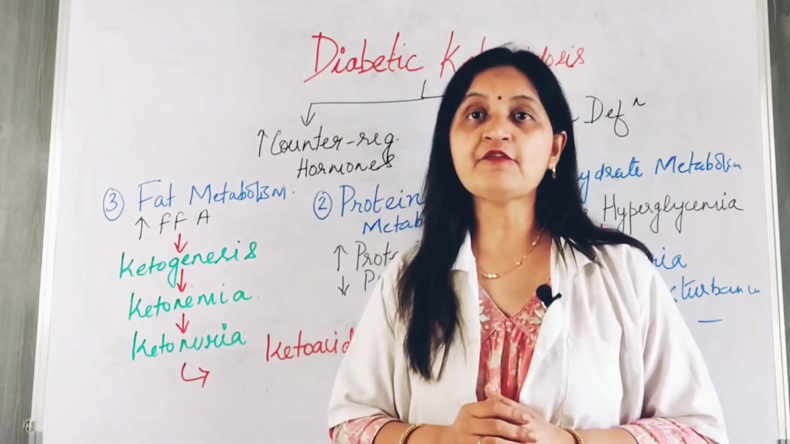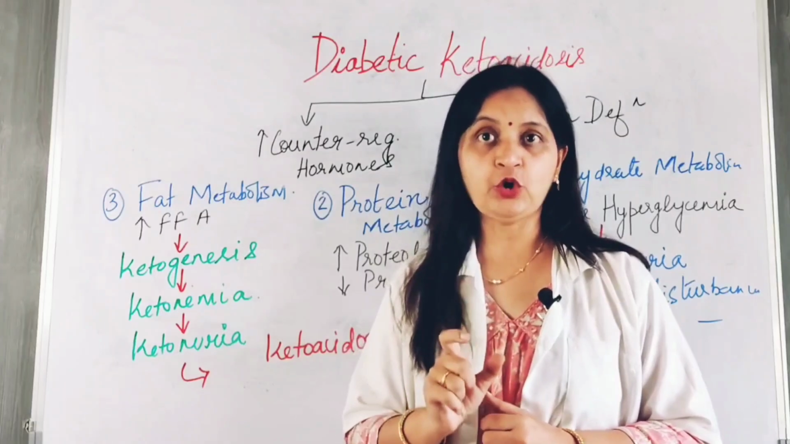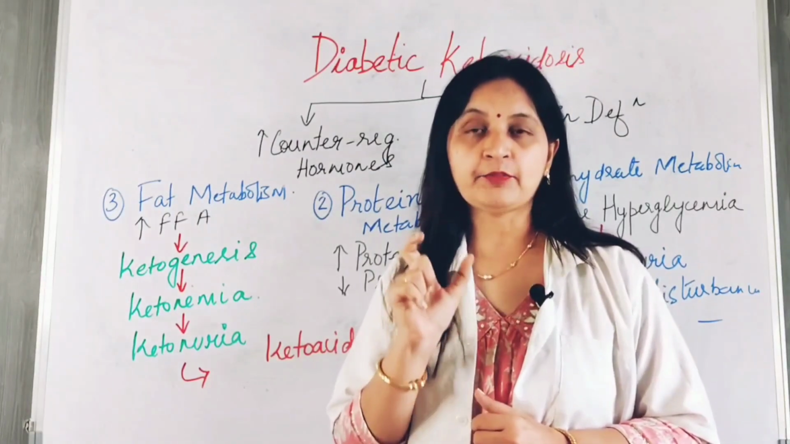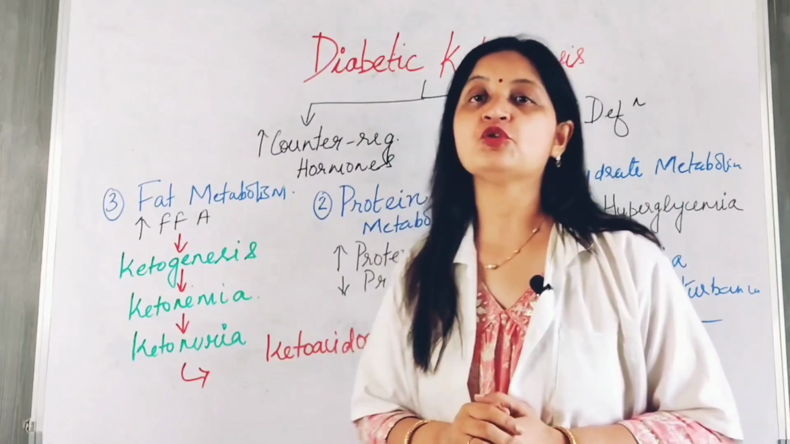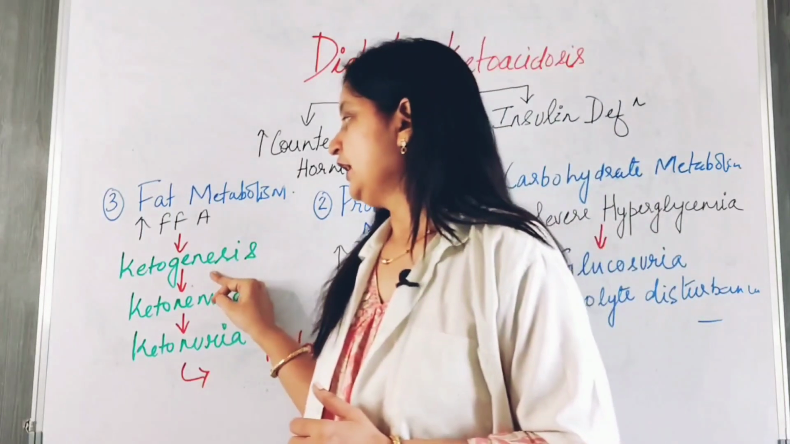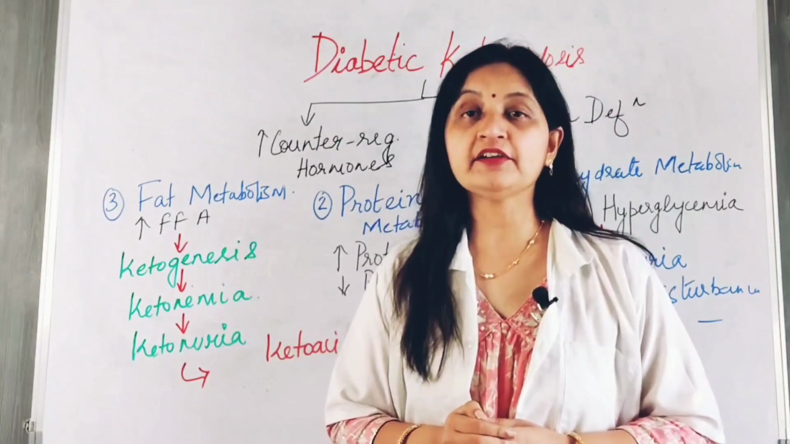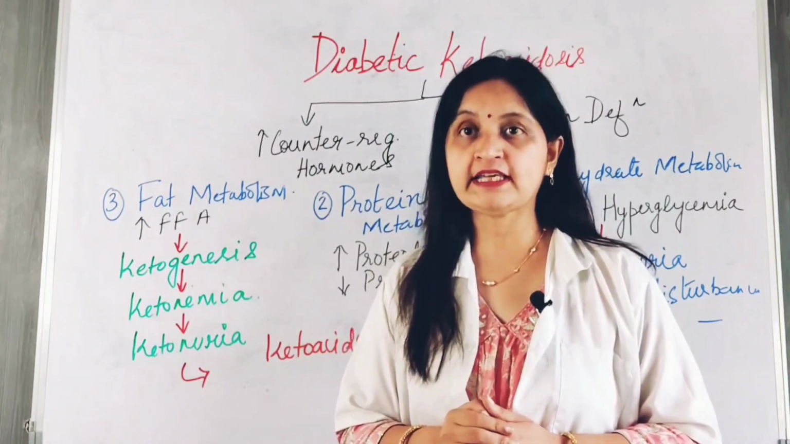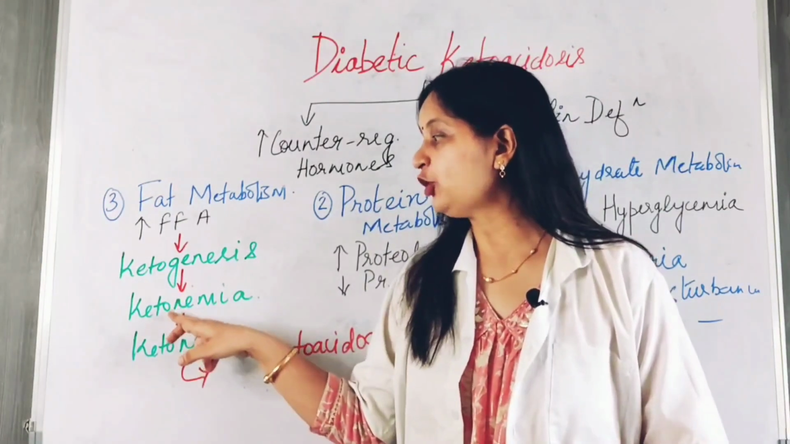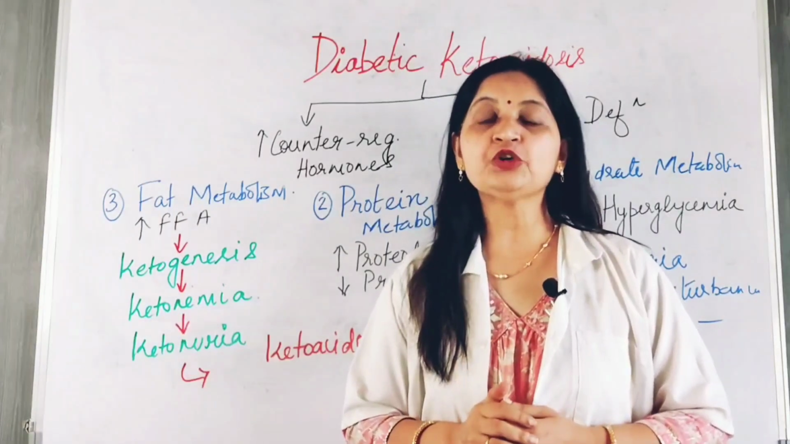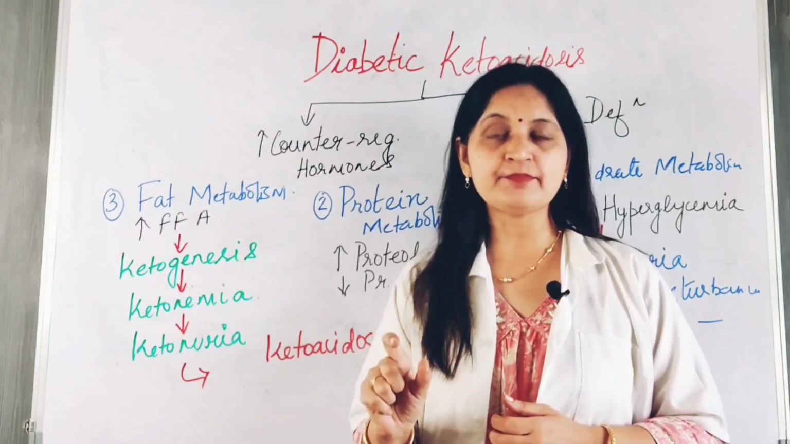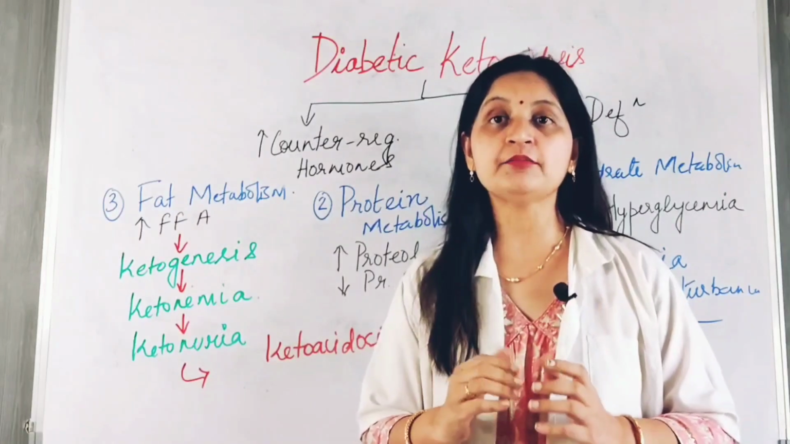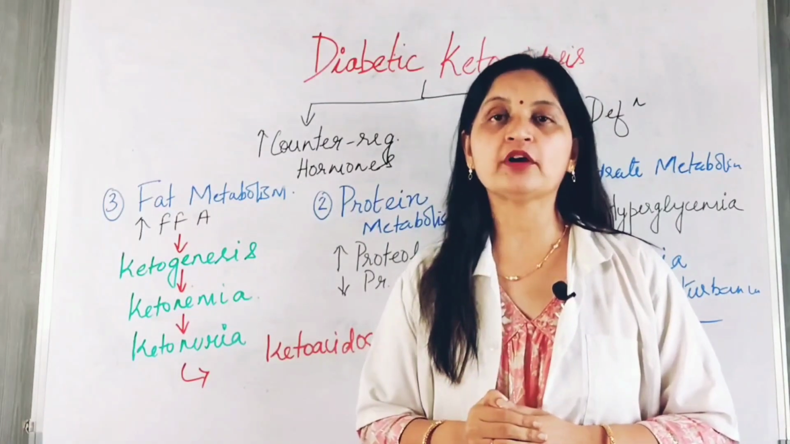The ketone bodies that are formed in the circulation are acetone, acetoacetate, and beta hydroxybutyrate. So as the ketone body formation increases, there is progressive rise in the blood concentration of ketone bodies, and this is known as ketonemia. And since these ketone bodies are acidic in nature, the body has a buffer system to neutralize them.